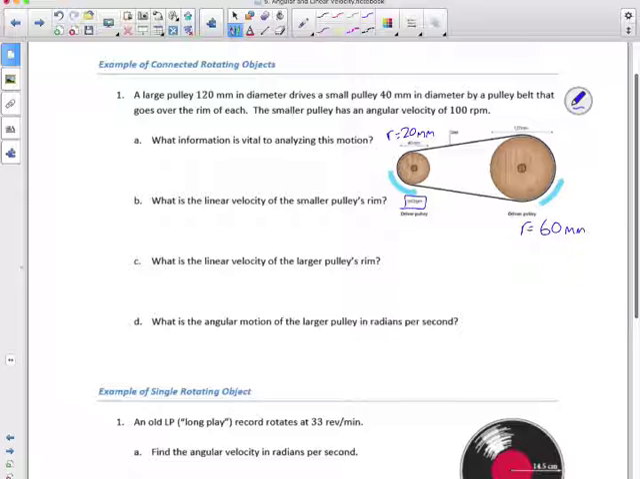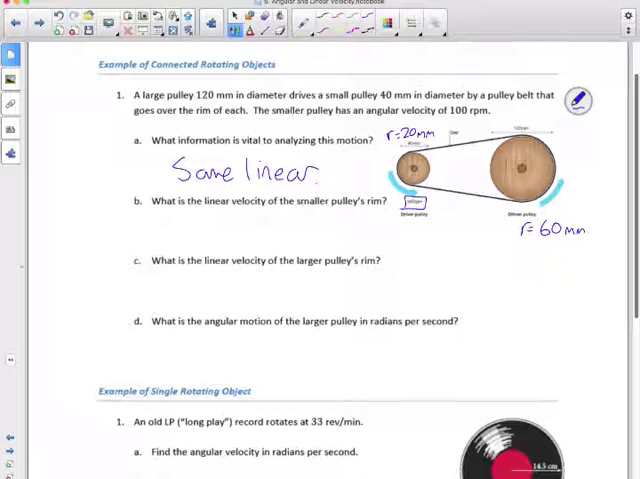First question says, what information is vital to analyze this motion? So we have to decide what is going on here. Do these two circles have the same angular or the same linear speed? Okay, and since they're connected by something, they're going to have the same linear speed. Now it asks us, what is the linear velocity of the smaller pulley's rim?